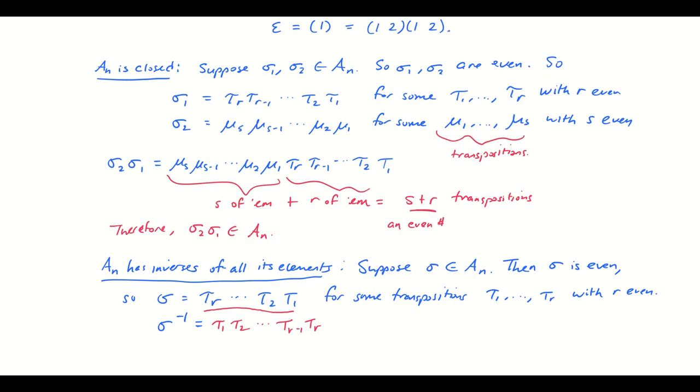The inverse of sigma, as we discovered in the previous video, is just all of these transpositions written in the reverse order. You can actually verify that if you multiply this product by this product, you get the identity, because in the middle you're going to have tau 1 times itself, and since it's a transposition, it's going to cancel itself out, and then you've got tau 2's together, those will cancel out, and so on. So this is also an even permutation because it's an even number of transpositions represented here. It's the same number. So sigma inverse also belongs to A sub n.